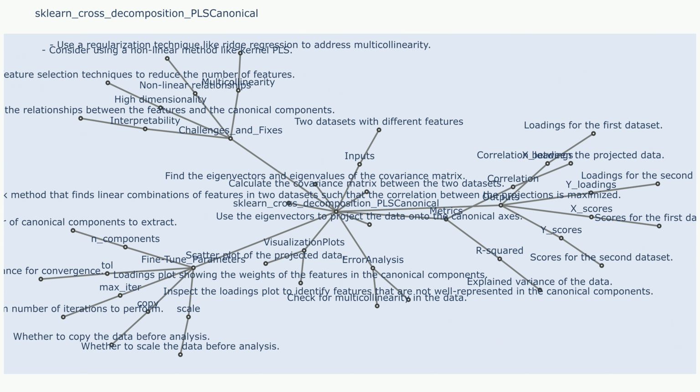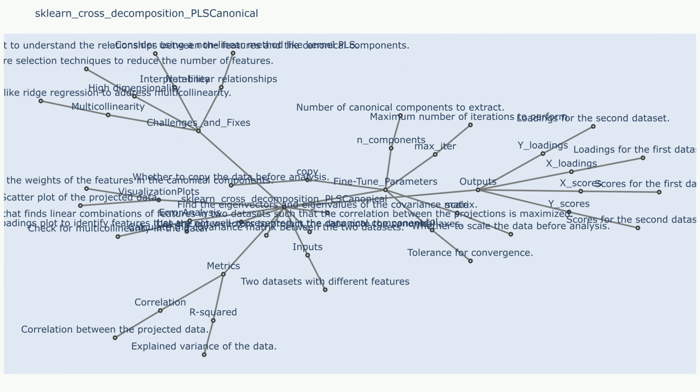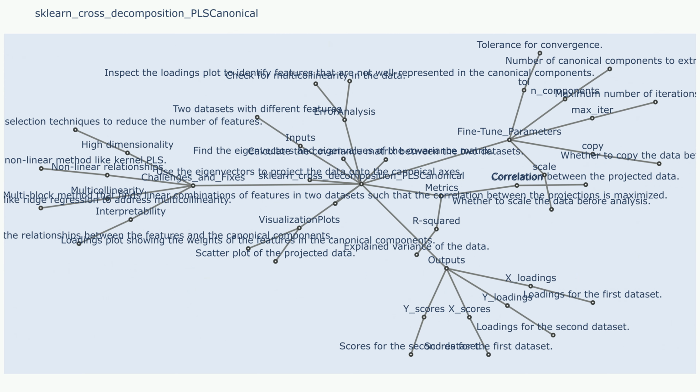Outputs: X_weights, a 2D array of shape (n_features_X, n_components), representing the weights for the linear combinations of the first set of variables. Y_weights, a 2D array of shape (n_features_Y, n_components), representing the weights for the linear combinations of the second set of variables.